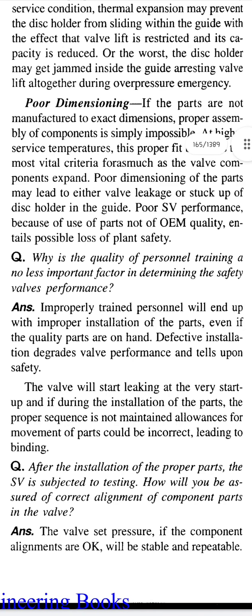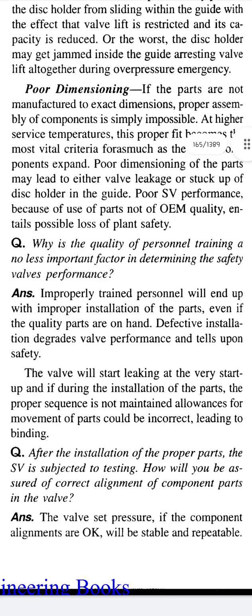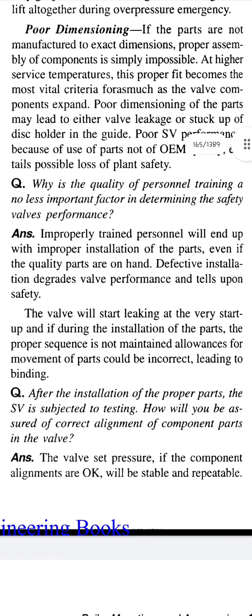Question: why is the quality of personnel training a no less important factor in determining the safety valve's performance? Answer: improperly trained personnel will end up with improper installation of the parts, even if quality parts are at hand. Defective installation degrades valve performance and tells upon safety. The valve will start leaking at the very startup, and if during the installation of the parts the proper sequence is not maintained, allowance for movement of parts could be incorrect, leading to binding.